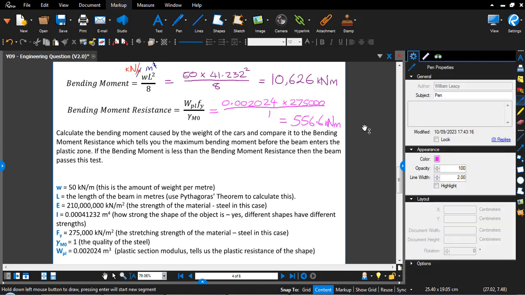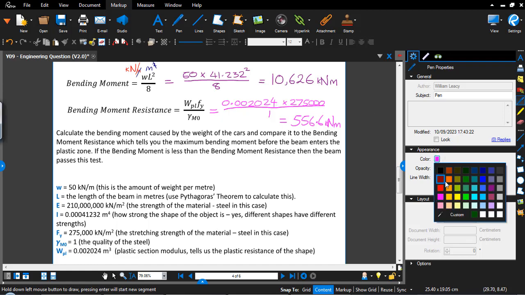Because on the top, this is the bending moment, the bending force. Think of it, it's not a force, it's a force by a distance. But the bending that the beam is actually getting from the weight is 10,626 kilonewton meters. But the bending that it can actually resist is only 556. So this is almost 20 times bigger than this, probably like 19. So actually you didn't have to do the rest of the question because the beam fails on bending.